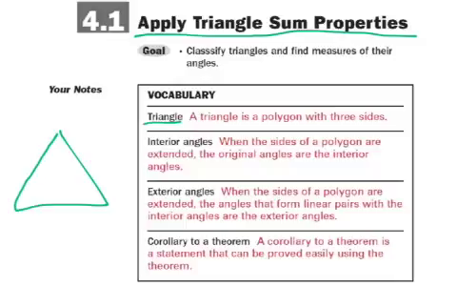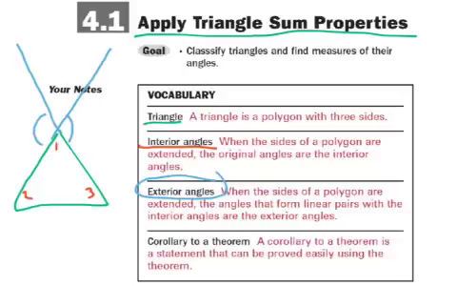It's a polygon with three sides. The interior angles are the three angles inside the triangle. Now, an exterior angle is formed when you extend one side out; the angle it makes with the next side of the triangle is your exterior angle. If you notice, each corner of the triangle will have two exterior angles.